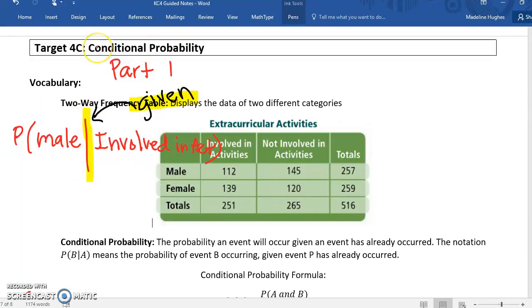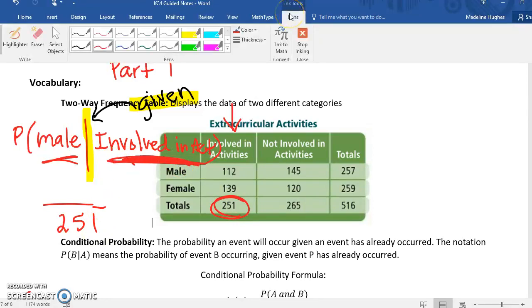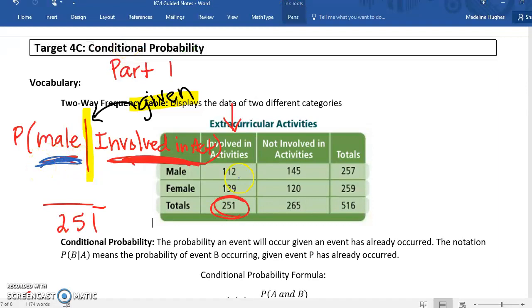So what this is saying is we're curious, out of all of the involved in the activities, how many are males? So it's kind of thinking backwards here. We're looking at all involved in the activities. That would be this column, and that total is 251. So that goes on the bottom, because that's the second thing listed. We want to know how many of those are male. So we go up here, and I see 112 of those people involved in the activities are male. So that would be an example. Conditional probability right here you will see in the next video, part 2.